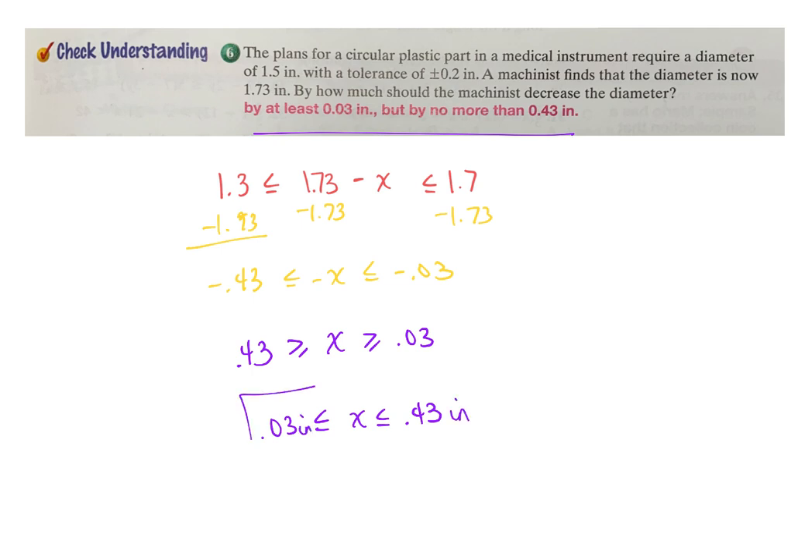So where does the tolerance come in? Like, does that not have to go in the equation? This was 1.5 minus 0.2. This is 1.5 plus 0.2. Okay.